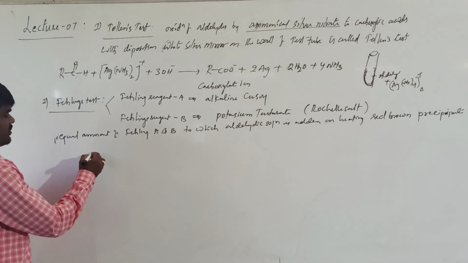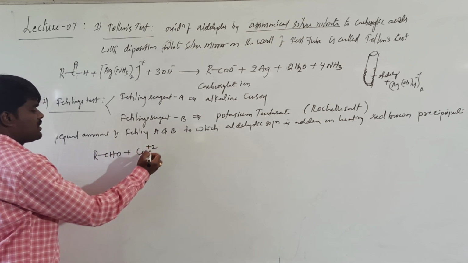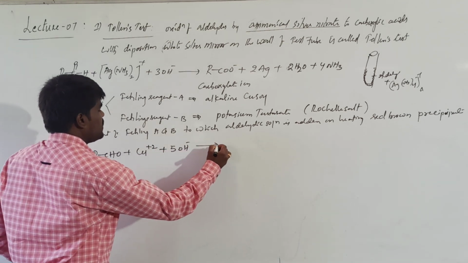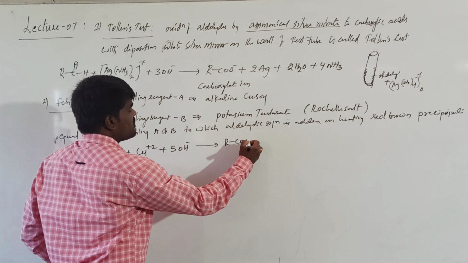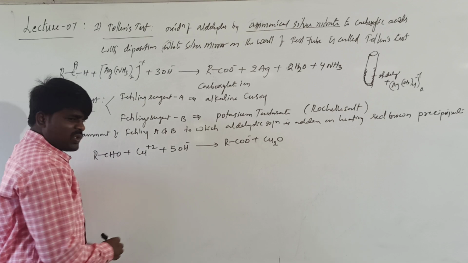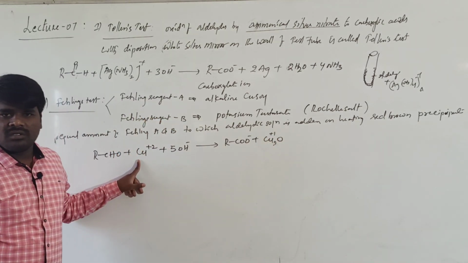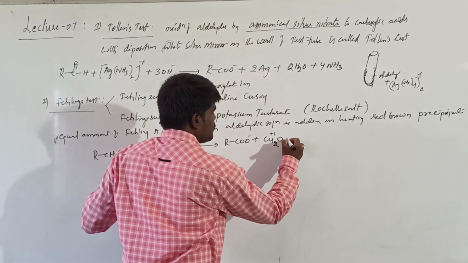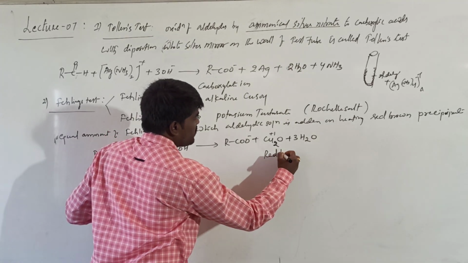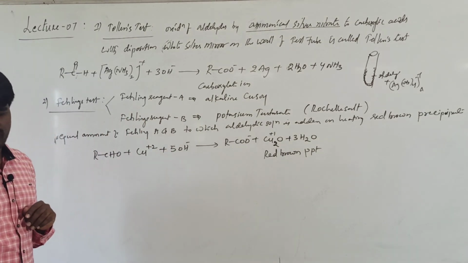aldehydes. Basically what happens here, we treat the aldehydic solution, which will contain copper 2 ions, in basic medium. It will be converted into carboxylic acid, this is the carboxylate ion. An important thing to note here is that Cu+2 will be converted into Cu+1, along with the formation of 3 moles of water. This is the reaction. This is what we call the red brown precipitate. Why are we getting this red brown precipitate? Because of the formation of cuprous oxide.